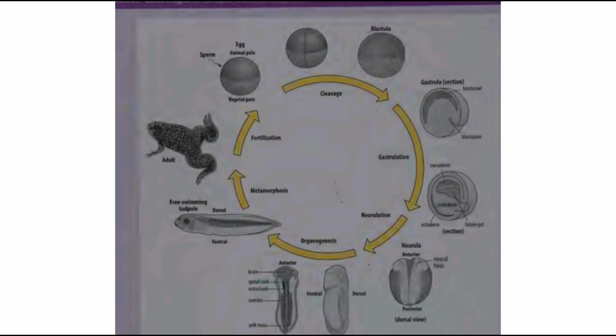So what does this diagram state? Frog embryo development starts from fertilization, then cleavage, then the blastula is formed, then gastrulation takes place, neurulation takes place, and organogenesis takes place, showing how the ectoderm, mesoderm and endoderm are established and give rise to the brain, spinal cord, gut and other organs.